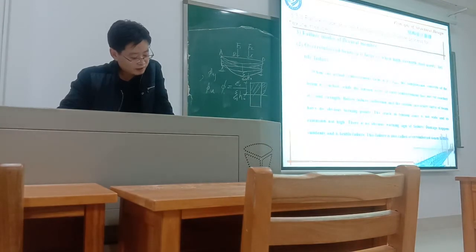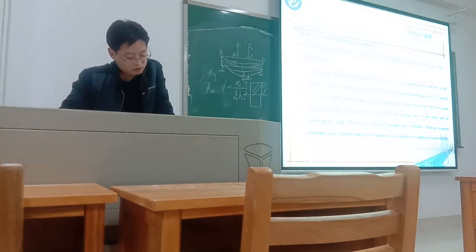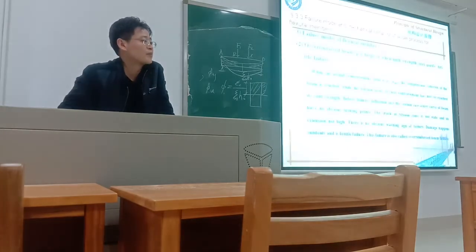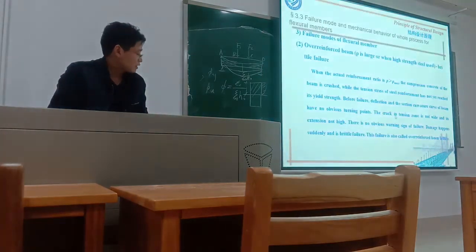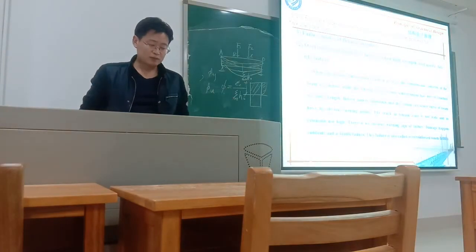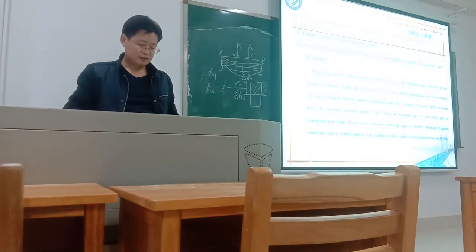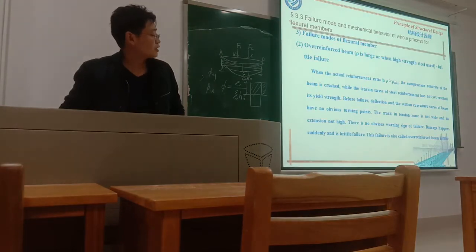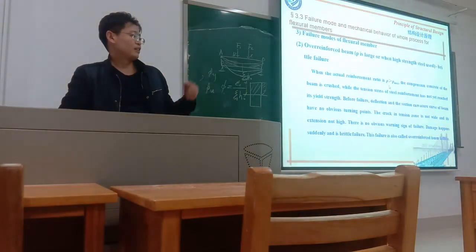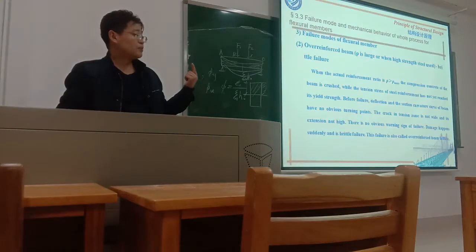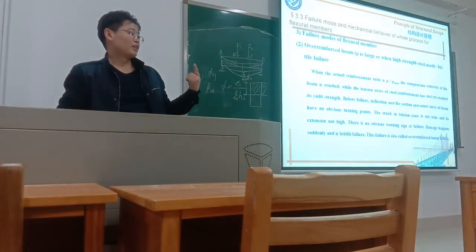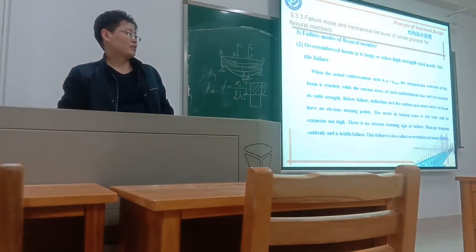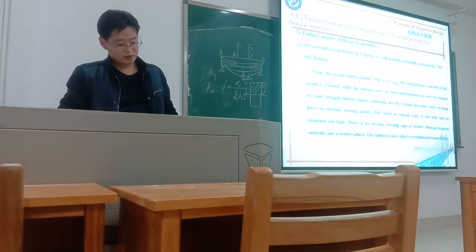Damage happens suddenly, and it's a brittle failure. This failure is also called over-reinforcement beam failure. So that's over reinforcement. Here, rho max is the limit boundary. So you cannot go larger than this value.